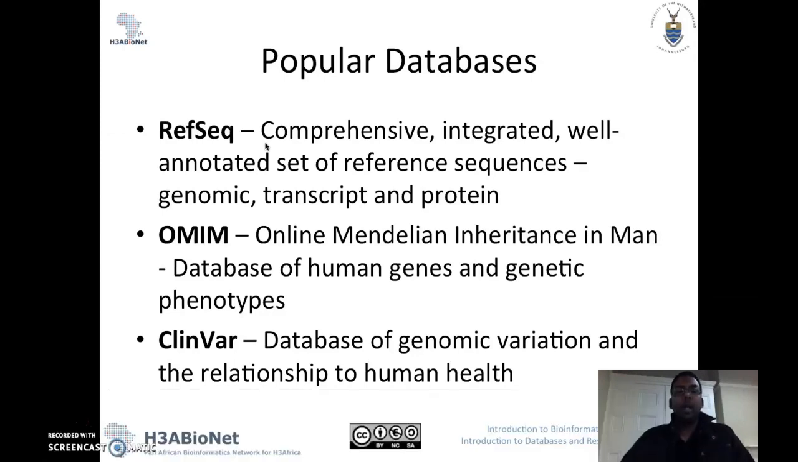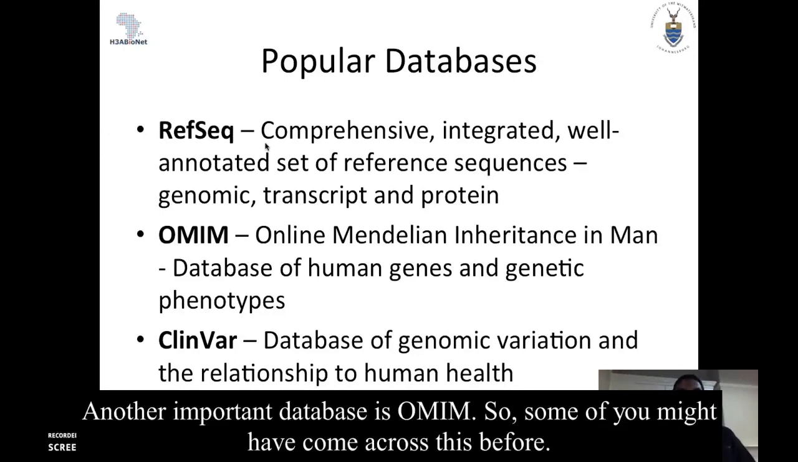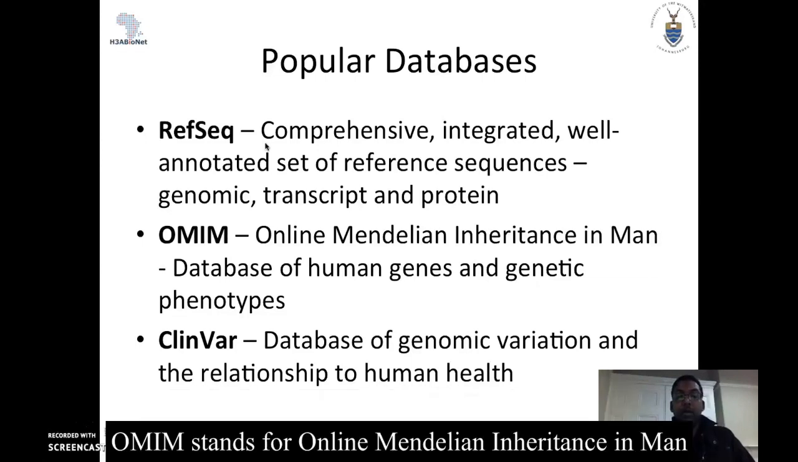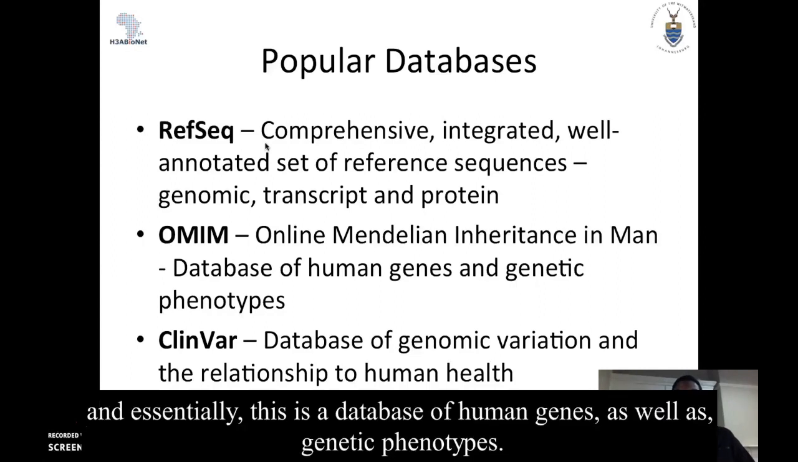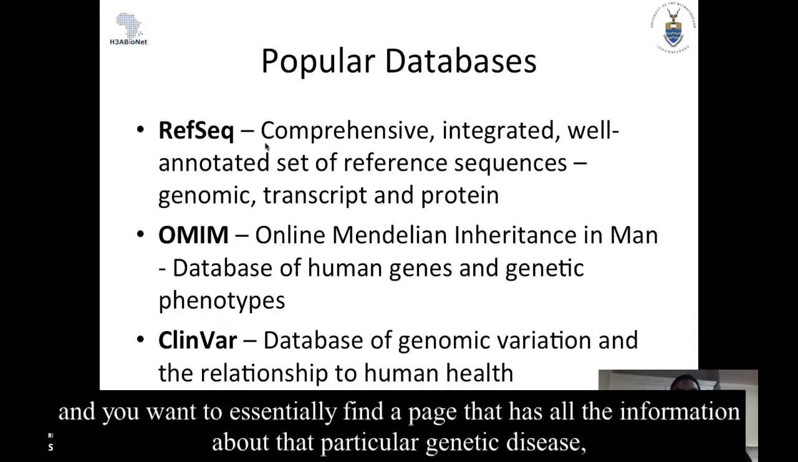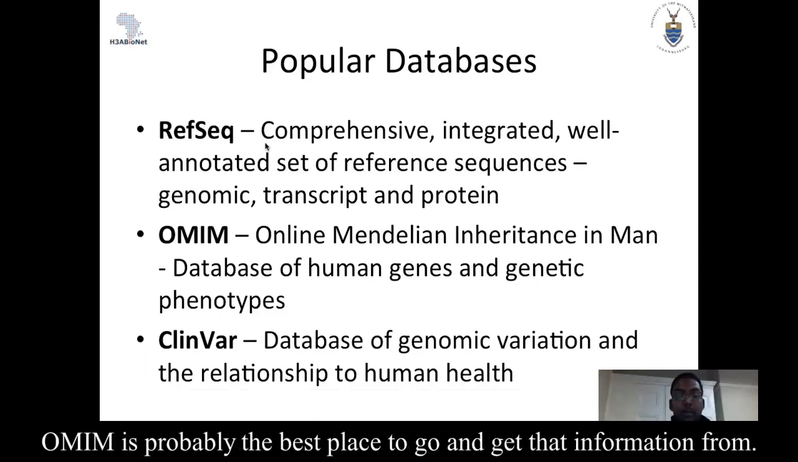Okay. Another important database is OMIM. Some of you might have come across this before. OMIM stands for Online Mendelian Inheritance in Man. And essentially, this is a database of human genes as well as genetic phenotypes. So if you're starting to work on a particular genetic disease, and you want to find a page that has all information about that disease, OMIM is probably the best place to go and get that information from.